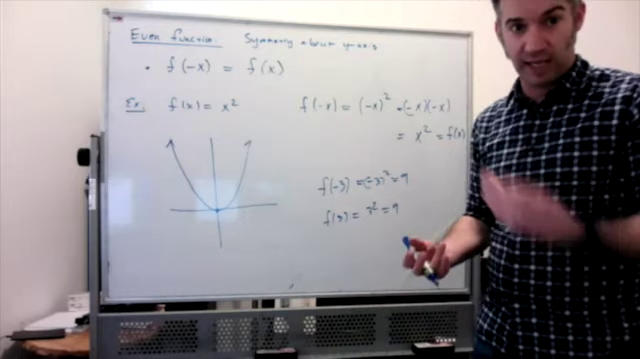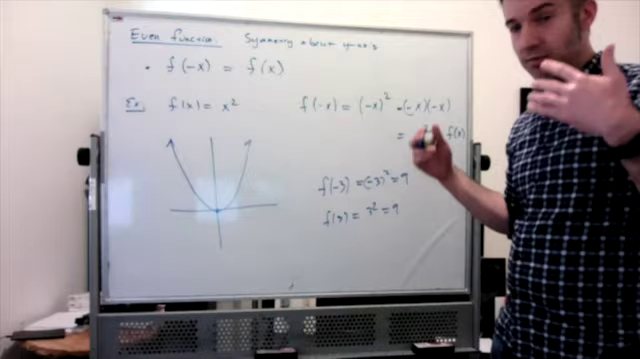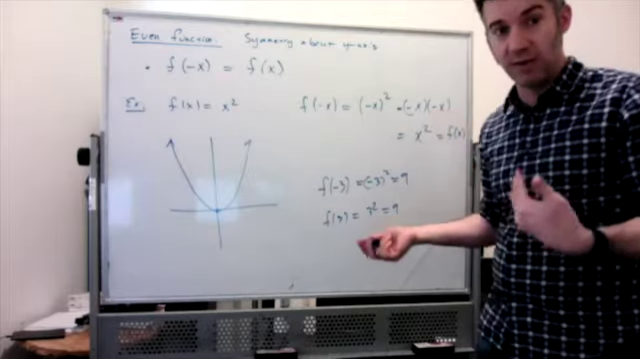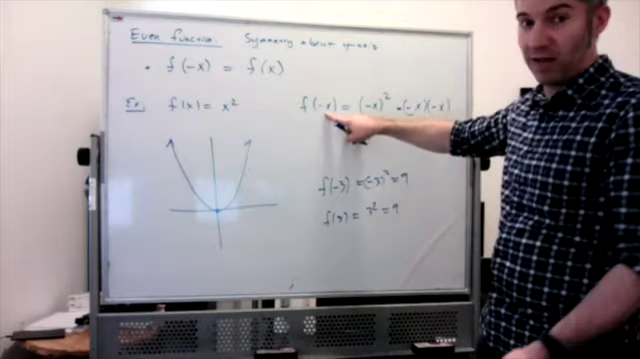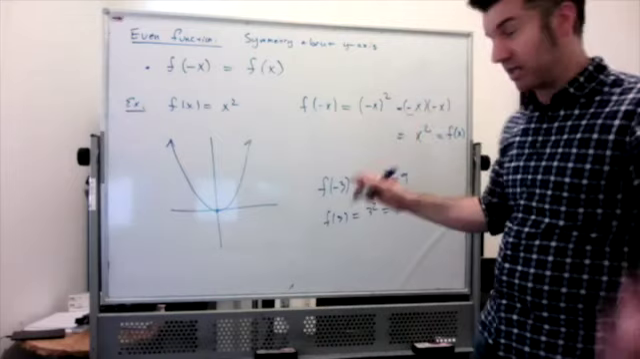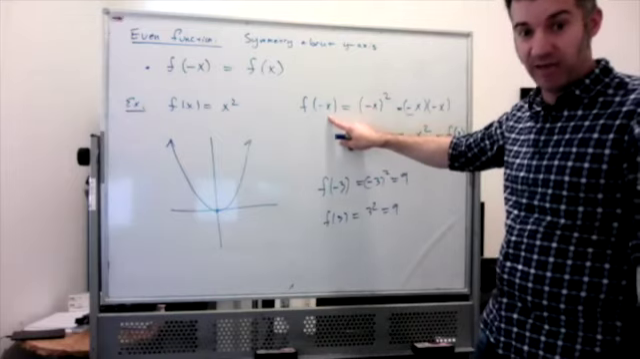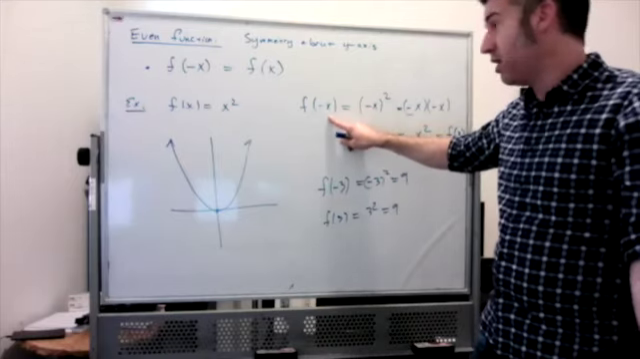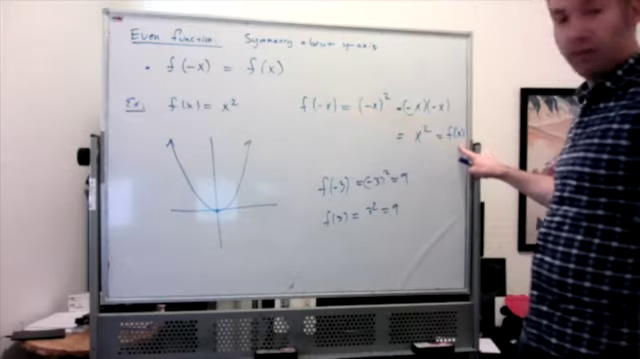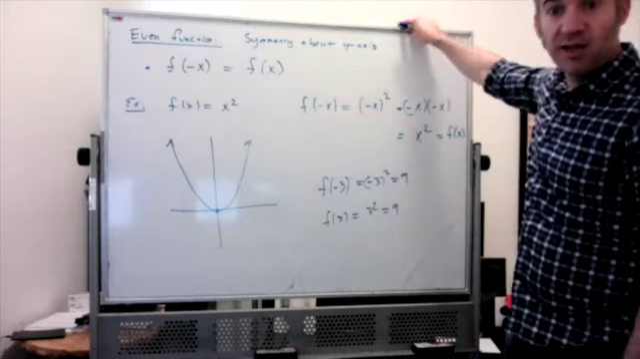It's not a justification. To actually demonstrate that a function is even, you have to show that f of negative x, for any x, meaning we have to just leave it as negative x, we can't pick an actual number there, we have to show that this ends up equaling this. Let's look at another example.